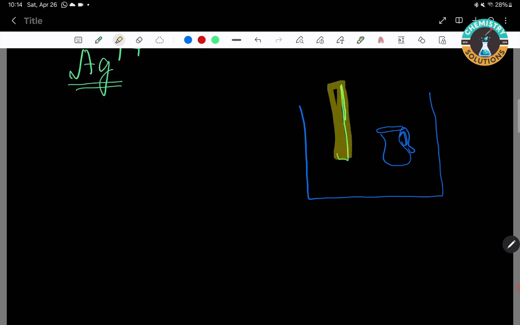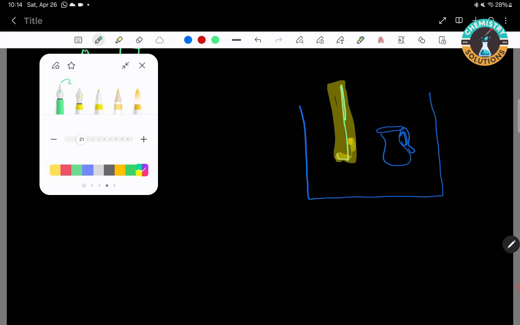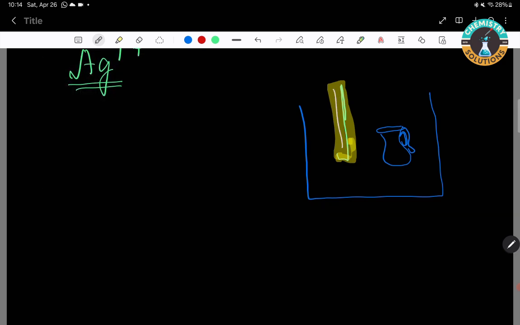If I take it as silver, this is not the silver color. The color of silver will be like this. This is a silver metal. Now we will move on.